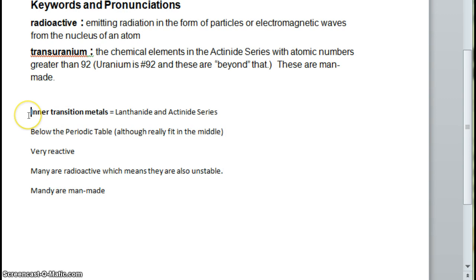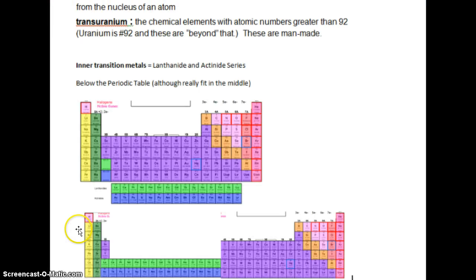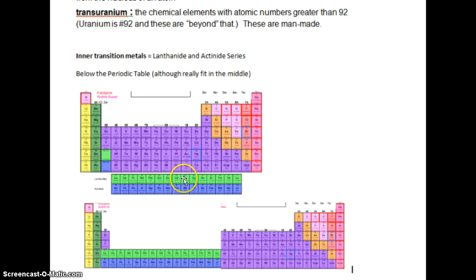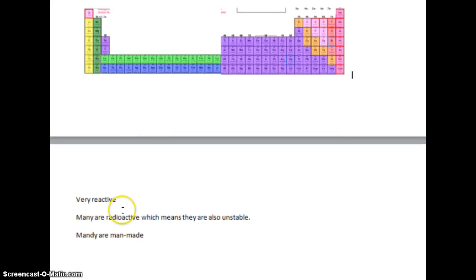Alright, so then I added to our notes inner transition metals, the lanthanide and actinide series. They are below the periodic table, although really they fit in the middle of the periodic table. And so this is what I mean by that. So this is how we have the periodic table look, but really the lanthanide and actinide series belong right there. So that's why I made these 2 boxes, which are empty, that same color, to show you that, oh yeah, really they squeeze in there, but we put them below. The inner transition metals are very reactive. Many are radioactive, which means they are also unstable, and many are man-made as well.